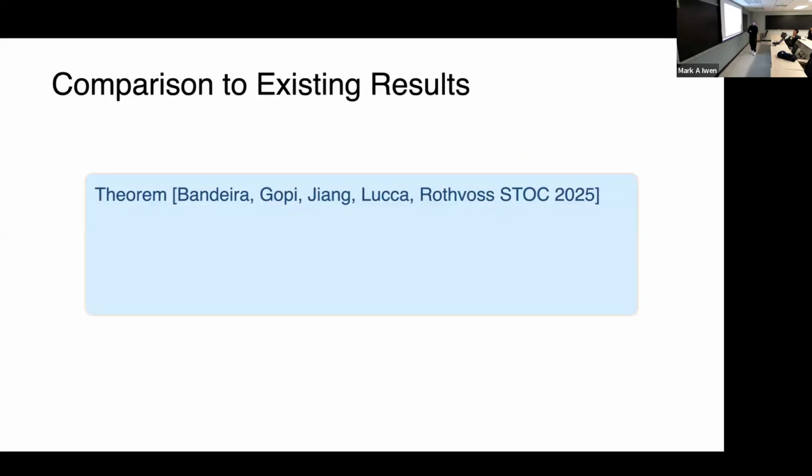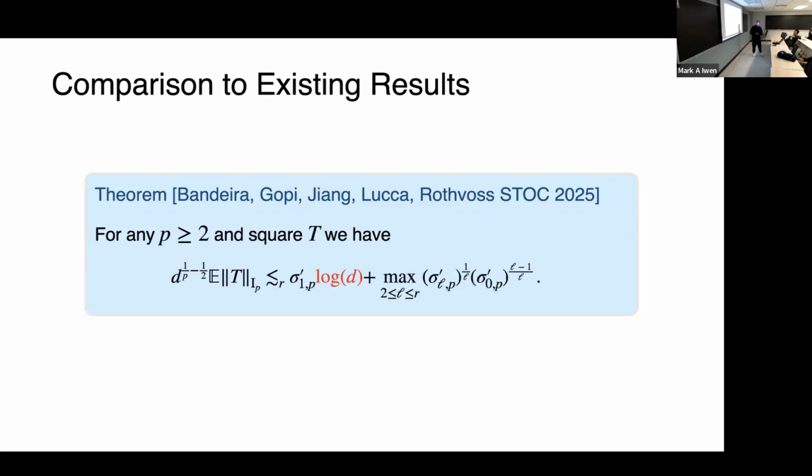A very recent result by Afonso Bandeira, Sivakanth Gopi, Haotian Jiang, Kevin Lucca, and Thomas Rothvoss, that appeared in STOC. I think STOC already happened, I'm not sure. Is the following. We showed for any p greater than or equal to 2 and square tensor T, we have the following bound. The variance parameters are slightly different, that's why I put a prime there. But it's again the same kind of phenomenon.